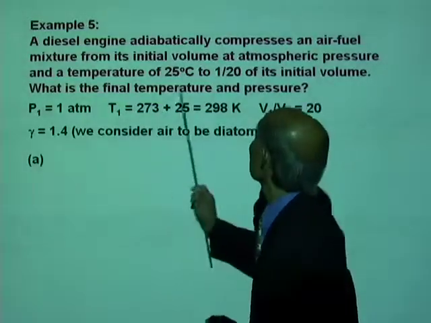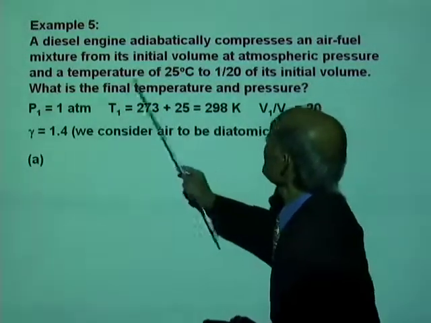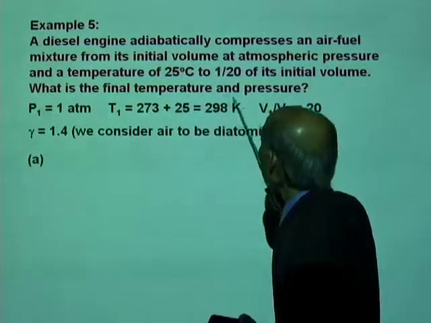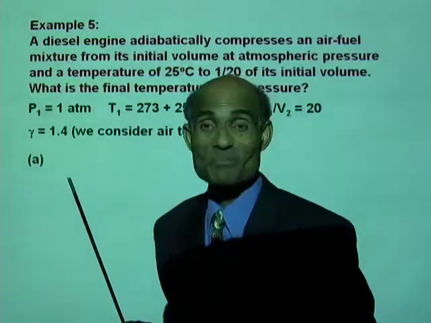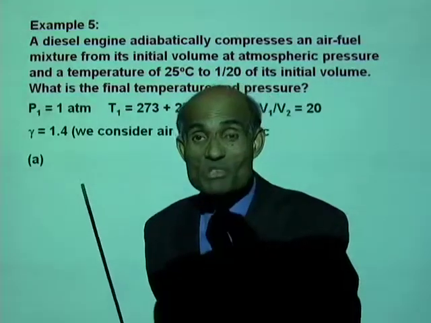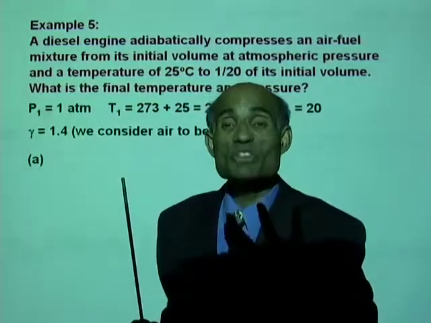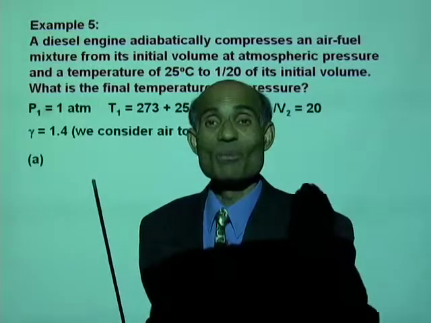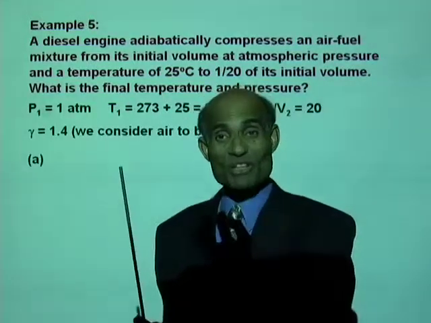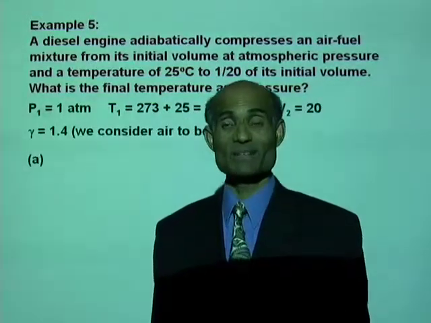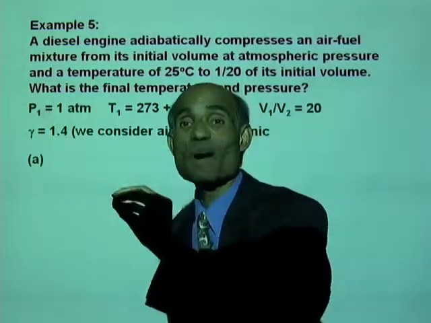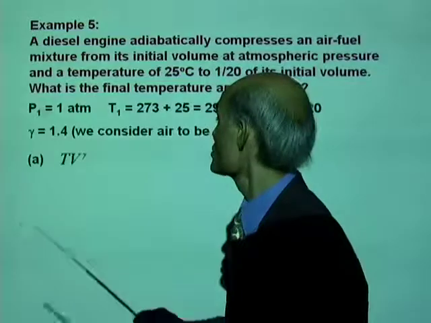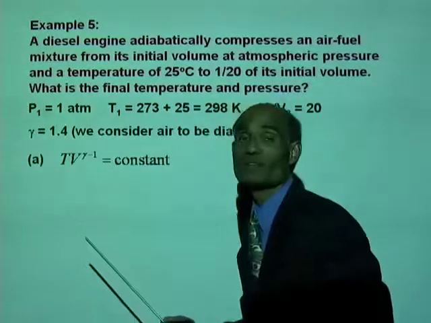Alright, what are we supposed to find? What is the final temperature and pressure? Well, the method is the same. To find the final temperature, we take the equation that contains the temperature. What is the adiabatic equation that contains the temperature? T V to the power of gamma minus 1 is a constant. So we pick that equation.